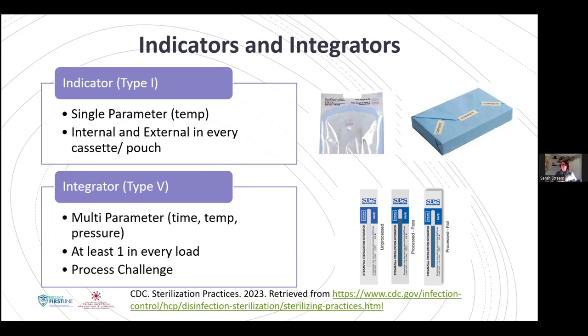So whatever your normal packaging is for the office, put a type 5 indicator in that. That's your process challenge device in the most difficult to sterilize area in the chamber. And if this is successful, then everything else in that chamber is successful as well.